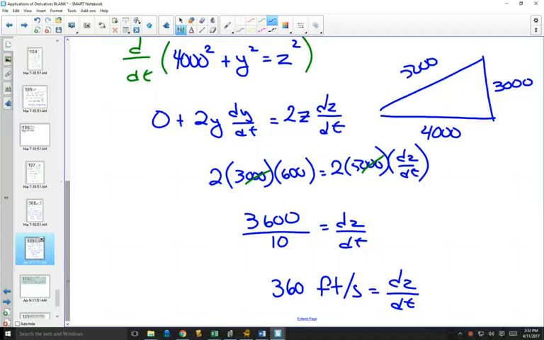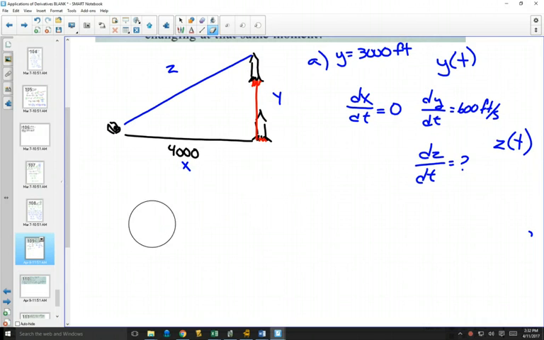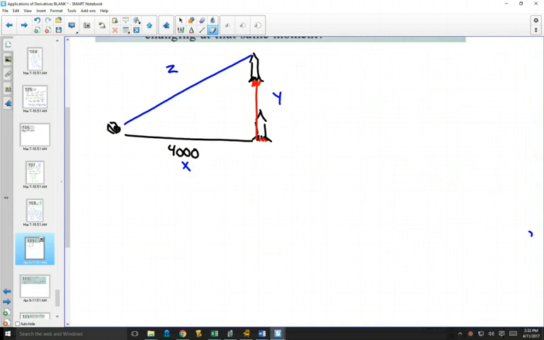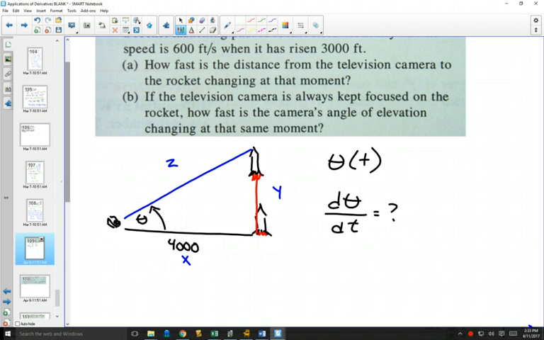For part B, we can use our diagram from before. Now, as that rocket goes up, in order to keep focused on the rocket, the camera needs to be changing its angle. So this angle right here is going to be changing. And if we want to find out how fast it's changing, we are asked to find d theta dt. So that means theta is a function of time.